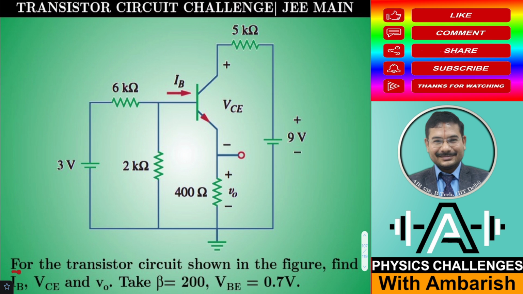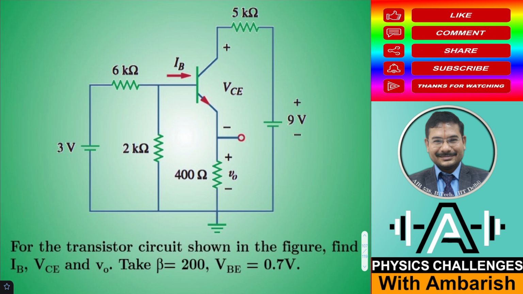Our aim is to find, for the transistor circuit shown in the figure, IB, that is the base current. This current I need to find out, this IB, and VCE I need to find out, that is the voltage between this point and this point. This voltage is VCE, and V0 is the voltage between the ground and this point. So this is your V0, this is your VCE between these points, and what's given is beta of the transistor is 200, and base emitter voltage is 0.7 volt.